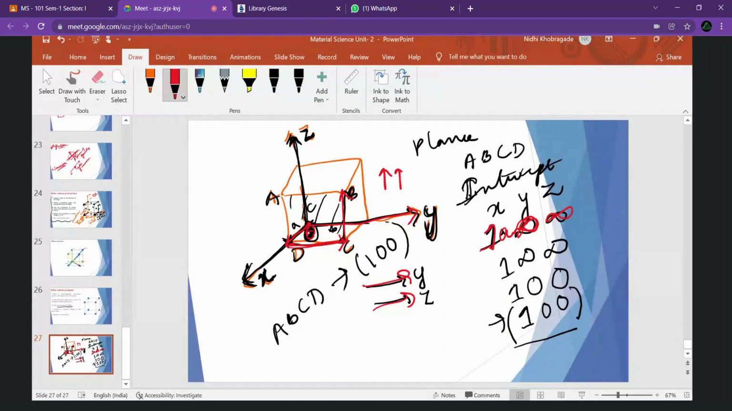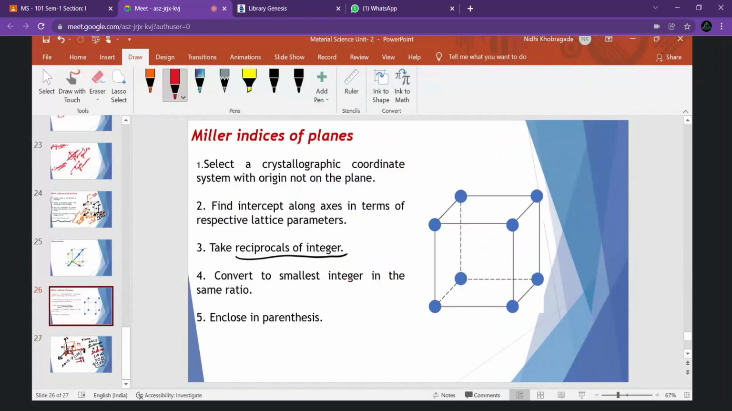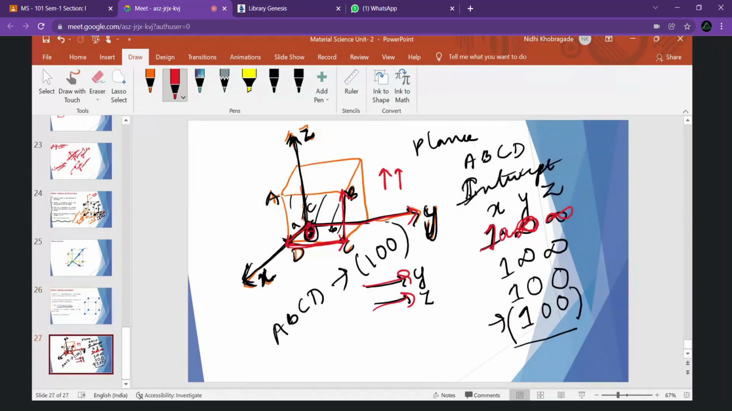The next step for planes is that we have to take the reciprocals of the obtained integers. The obtained integers are 1, infinity and infinity, so the reciprocals will be 1, 0, 0. And the next step is to reduce the integers to the smallest values. So already these intercepts are in the smallest values, that is 1, 0, 0.